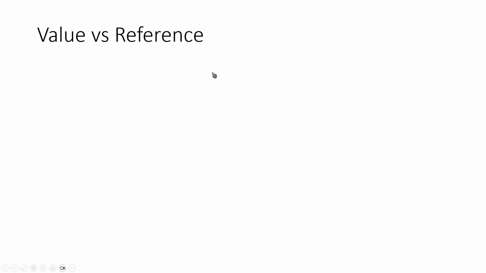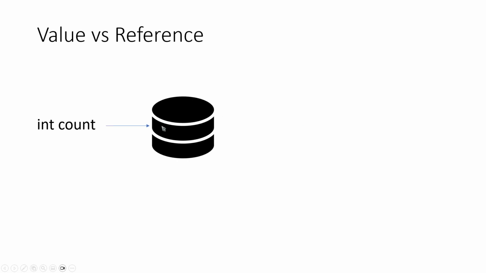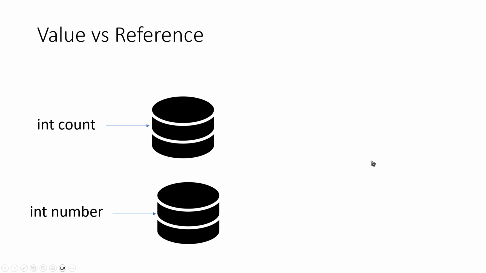So for example, when we create a variable, we're effectively creating a memory location, okay? Now, when we pass this variable in by value into a method, giving it a parameter name of number, we are then creating another memory location. So changes to this variable don't affect this original variable.